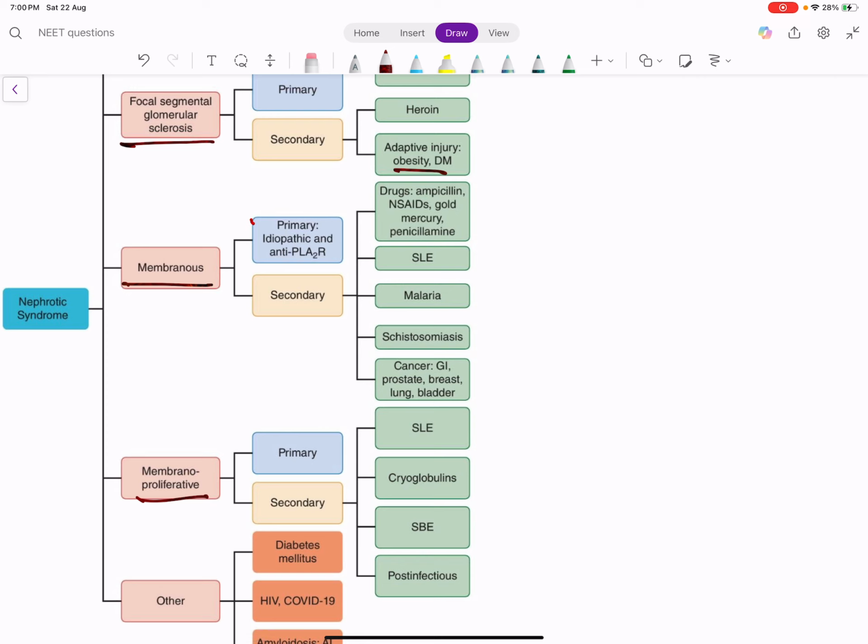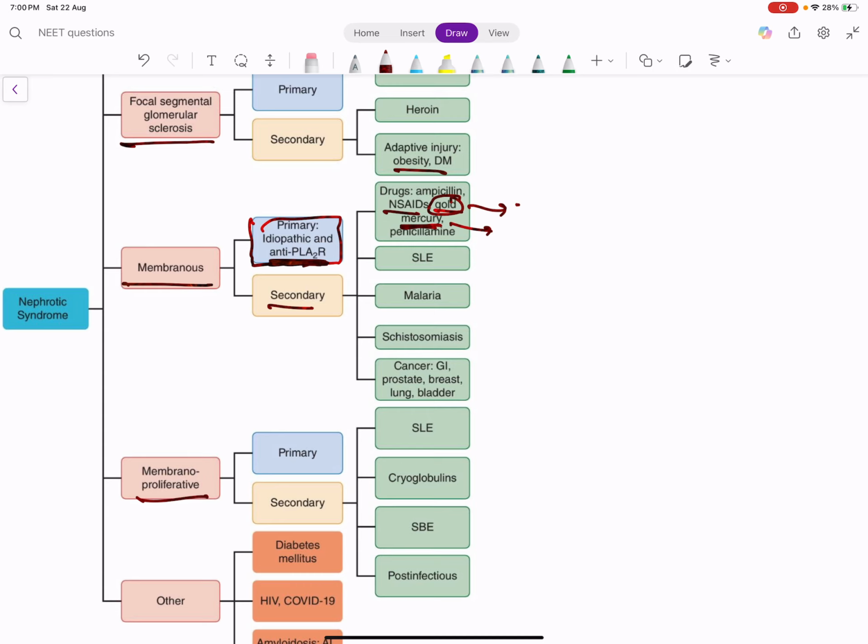Membranous nephropathy usually occurs due to an antibody called PLA2R. If possible, you can remember. And it can occur secondary to many drugs like gold, NSAIDs. Gold is not used nowadays. Gold was used in traditional medicine to treat some skin diseases. Mercury, it causes mercurial poisoning, right? So many traditional medicines, they mix mercury and give, so that excess mercurial compounds can cause membranous nephropathy.